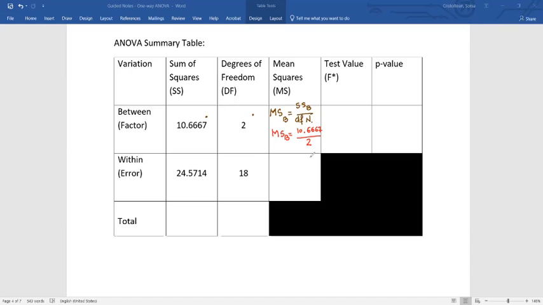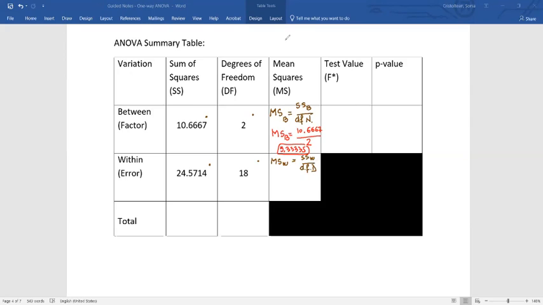And if you take a calculator and do so, we will get 5.33335. And this will be the mean square between. In a similar fashion, let's write down the formula for the other one. Mean square within will be this divided by this. The formula says sum squares within divided by degrees of freedom of the denominator.